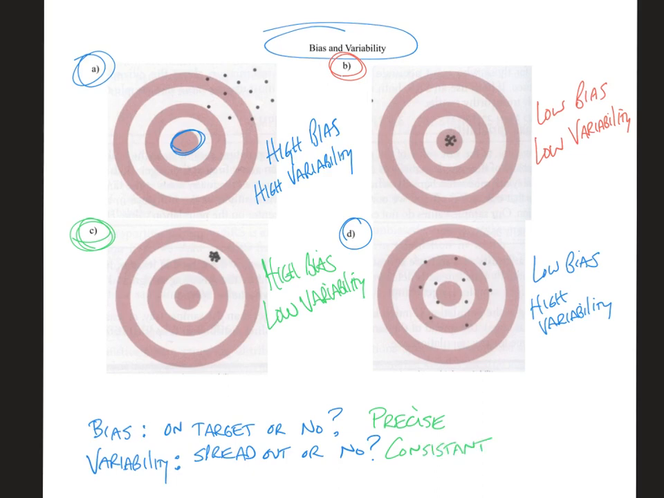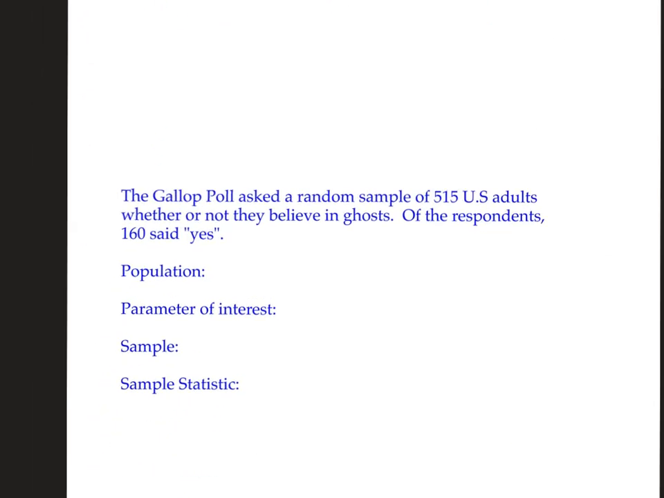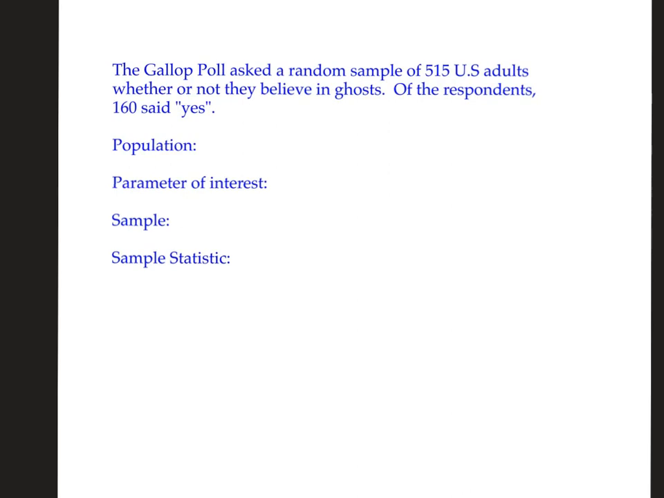Okay, so I think what's coming up next is an example of kind of putting all that terminology together. And we're almost done. So we have a Gallup poll that asked a random sample of 515 U.S. adults whether or not they believe in ghosts. Of the respondents, 160 said yes. So we have to identify the population, the parameter of interest, sample, and the sample statistic.